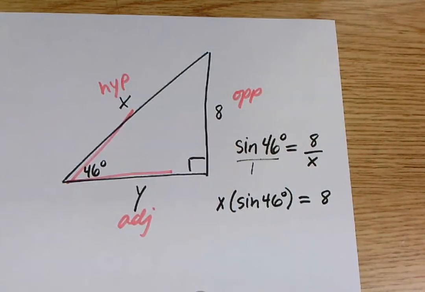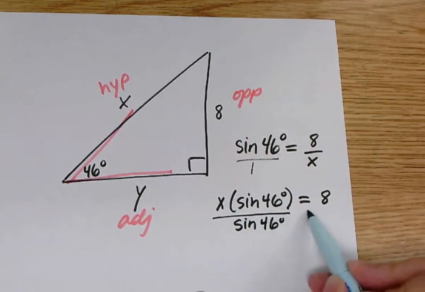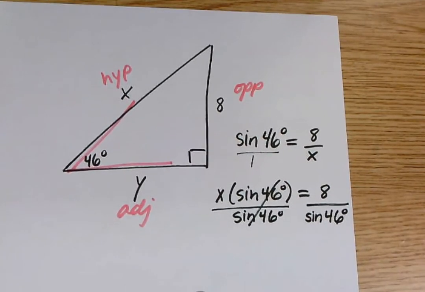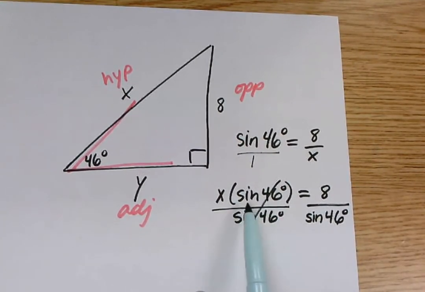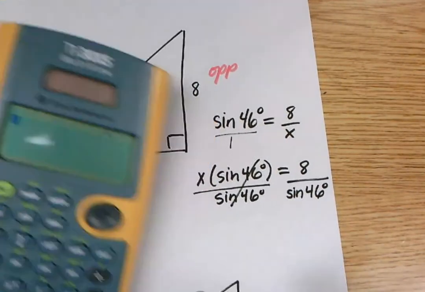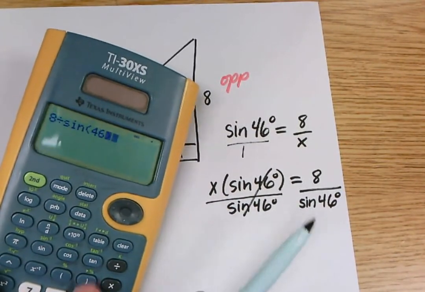Is x by itself? Here's a case where no, it's not. X is not by itself, so it's not time to pick up the calculator. It's time to continue solving, which means trying to get x by itself. X is multiplied times this, so if I want to get rid of it, I have to divide by it. And notice that when you're manipulating it in an equation, sine of 46 is all one thing. It stays together. You don't separate the sine and the 46. Now x is alone, and it tells me what to put in the calculator. X equals 8 divided by sine of 46. So that's what goes in my calculator.